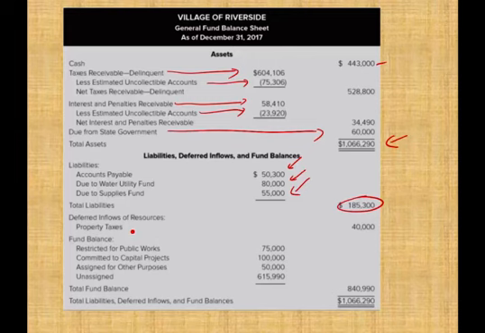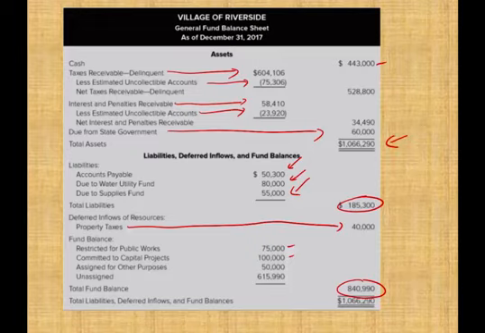We have deferred inflow of resources. Remember this $40,000, it's going to be turned into revenue in 2018. It's a liability for now. It's not technically a liability, but it's a deferred inflow of resources. Let's not call it a liability. We have fund balances, and here are the fund balances. They broke it down for us: 75 restricted for public works, 100 committed for capital project. Don't worry, this is just given. Okay, so the total fund balance is $840,990. This is the balance sheet.